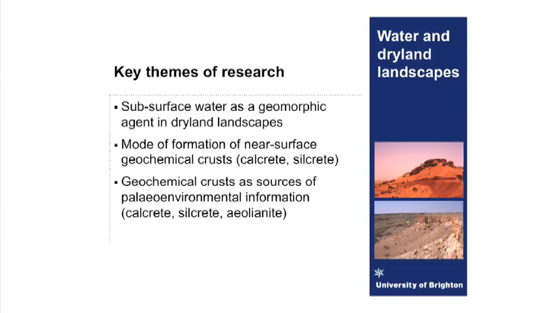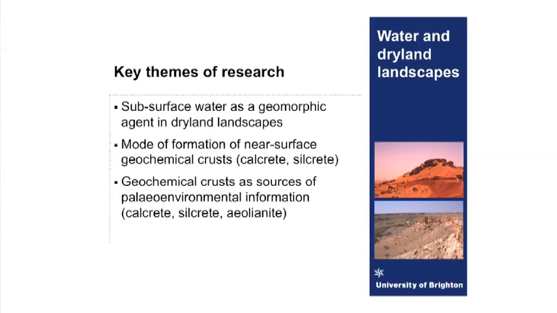So my overall research in this area falls under the theme of looking at subsurface water as a geomorphic agent in dryland landscapes. In other words, what role does subsurface water have in influencing desert landscapes? I've focused on two main themes. One has been looking at what goes on once water goes beneath the surface and how it can form what are often known as geochemical crusts or geochemical sediments.